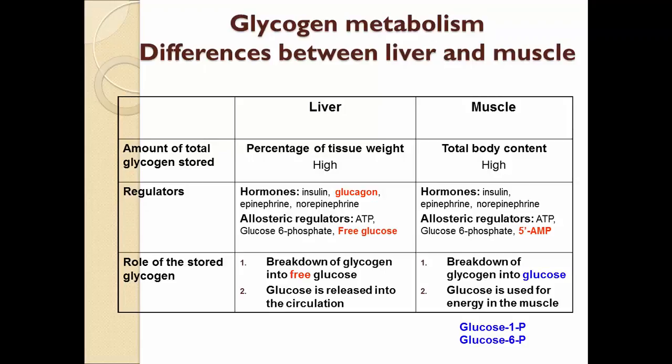And also lastly, we mentioned many times that the liver contributes free glucose to the circulation, and muscle does not. Again, the reason is the lack of glucose 6-phosphatase. So in the muscle, glycogen will break down to glucose 1-phosphate or glucose 6-phosphate, and then enter the glycolysis pathway for further metabolism, right?